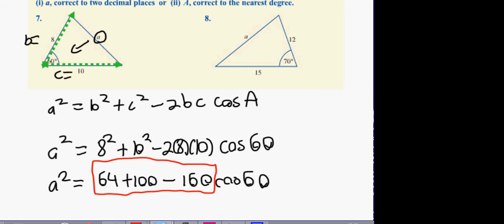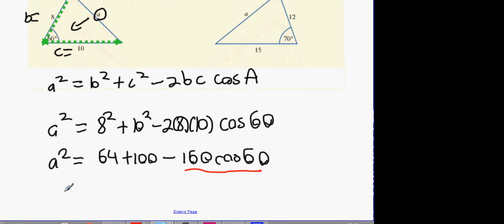The 160 is being multiplied by the cos 60. They belong together. You cannot treat the 160 as a separate entity. So here's how you do this then. Once you've realised that, put all of this into the calculator. What do we get? 84. Yeah, square root of 84. So A is going to be the square root of 84, which is 9.17.